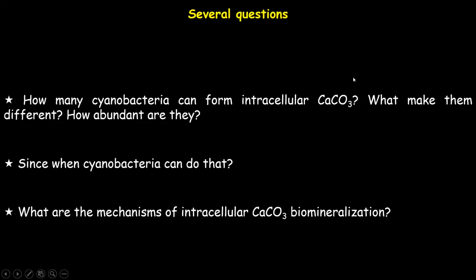What makes those cyanobacteria different from the ones that are not forming intracellular carbonates, and how abundant are they in the environment? The second question, as a geologist, was: since when did this happen? Is that something recent at the geological scale, or is this formation of intracellular carbonates ancient? Because of course, thinking about stromatolites several billion years ago, were cyanobacteria at that time forming more intracellular carbonates or extracellular carbonates?